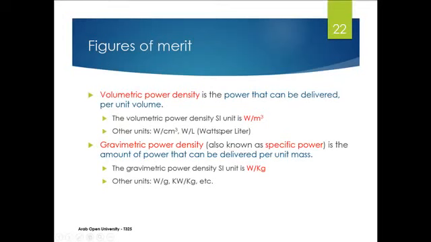When the battery is now in use, the power can now be calculated, and thus we have two new figures of merit, which are the volumetric power density and the gravimetric power density. The volumetric power density is the ratio of the power over the volume, and the unit is thus watt per meter cube, and the gravimetric power density is in watt per kilogram in SI units.